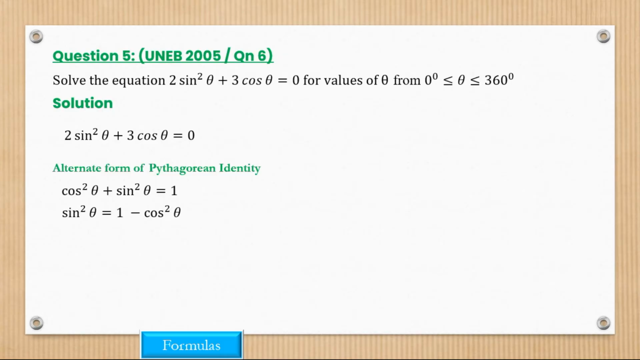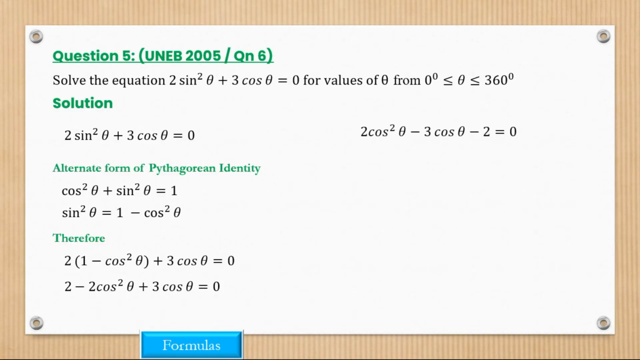So we're going to put 1 minus cos squared theta where we have the sine squared theta, and then therefore we'll have 2 into 1 minus cos squared theta plus 3 cos theta is equal to 0. When you open the brackets there, that's the value that we get, and then we have this equation right there. So we've rearranged it to look like that.